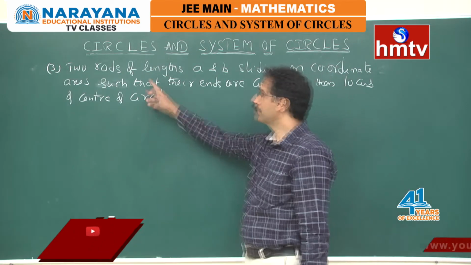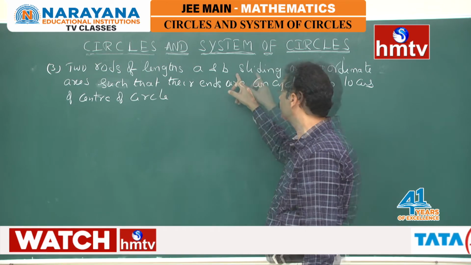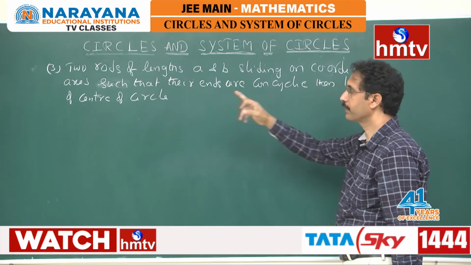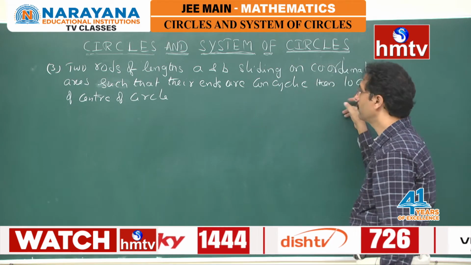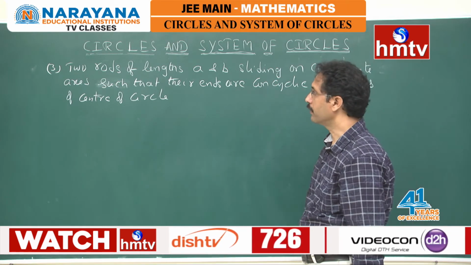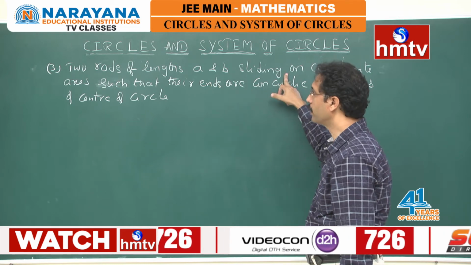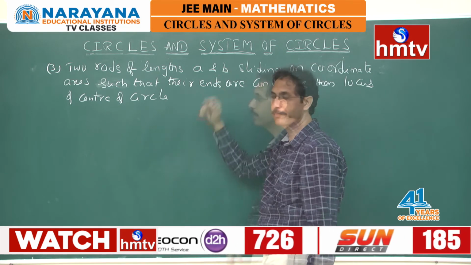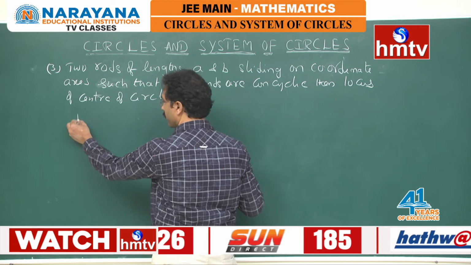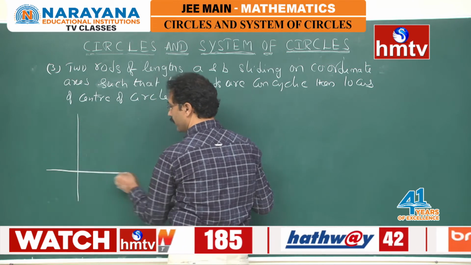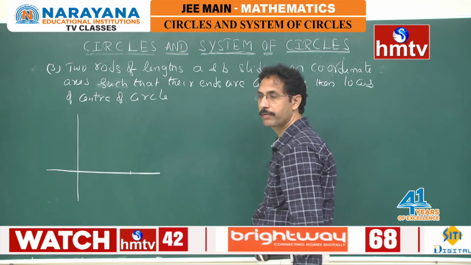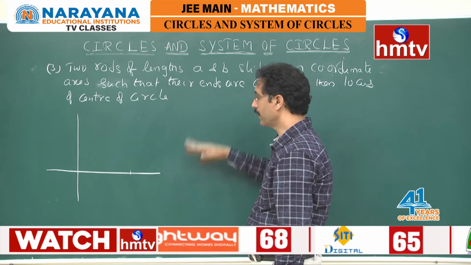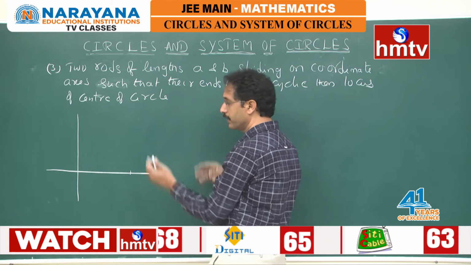That is, two rods of lengths a and b sliding on coordinate axes such that their ends are concyclic. Then it is asking the locus of the center of the circle. Say rods are sliding on coordinate axes, so the lengths are given as a and b, such that their ends are concyclic. Suppose I take the x axis, y axis. Now, for the sake of convenience, I am taking our rods along the x axis and y axis, as already said.